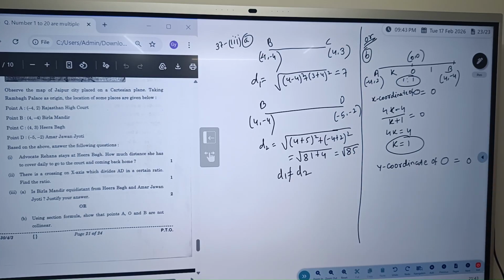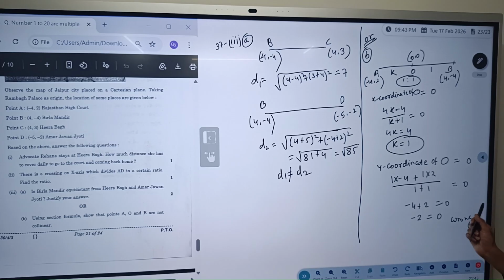This is also equal to 0. But with the help of the section formula, what are we getting for the y coordinate? 1 into minus 4 plus 1 into 2 upon 1 plus 1 is equal to 0. This is minus 4 plus 2 is equal to 0. Minus 2 is equal to 0. Therefore, wrong.